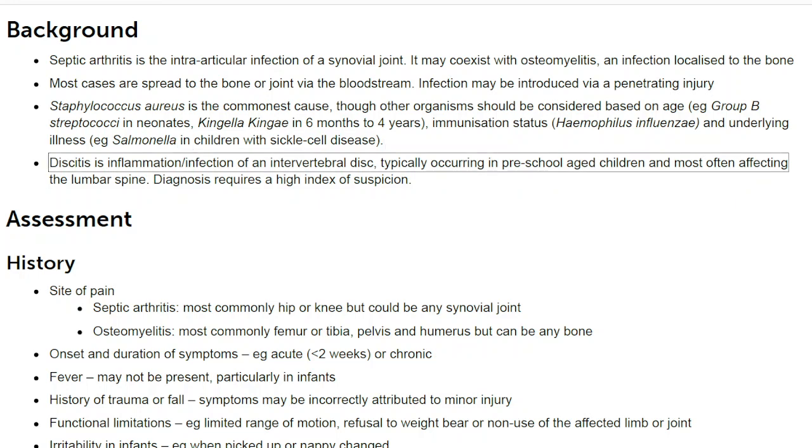Discitis is inflammation/infection of an intervertebral disc, typically occurring in preschool-aged children and most often affecting the lumbar spine. Diagnosis requires a high index of suspicion.